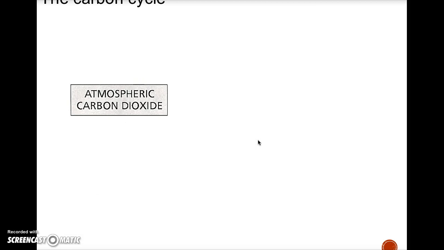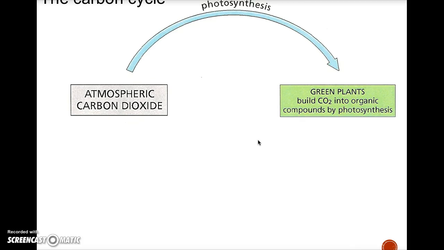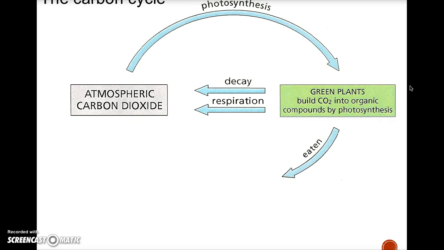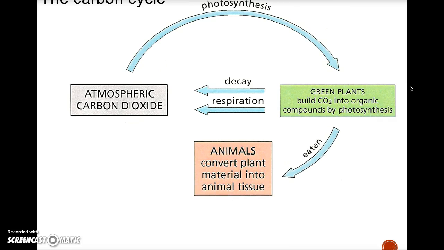So, the carbon cycle. We start with atmospheric carbon dioxide. Photosynthesis takes it in. We have the green plants using it up. Decay and respiration result in more carbon dioxide. When they're eaten, animals convert plant material into animal tissue. And through decay and respiration, we have more carbon dioxide. So this is the carbon cycle. You should know this cycle, and you should have it memorized the same way you all know that C6H12O6 is the glucose molecule for photosynthesis.